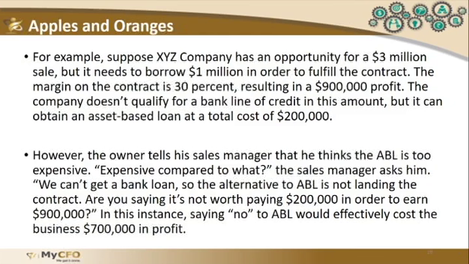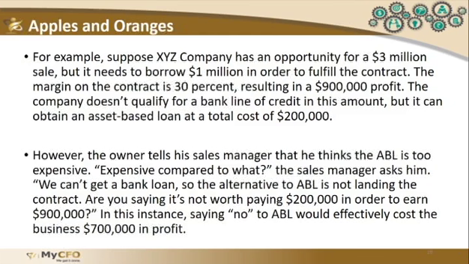Expensive compared to what? the sales manager asks. We can't get a bank loan, so what's the alternative to ABL? The alternative is not landing the contract. Are you saying it's not worth paying $200,000 in order to make a profit of $900,000? In this instance, saying no to ABL would effectively mean the business will lose $700,000 in profit. So what we're trying to say here is we should compare apples to apples, not apples to oranges.